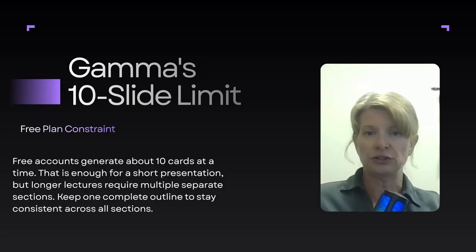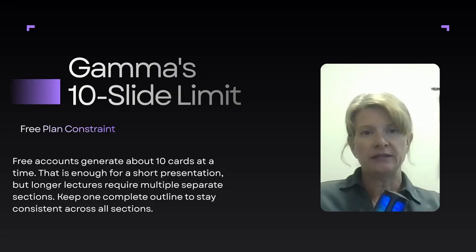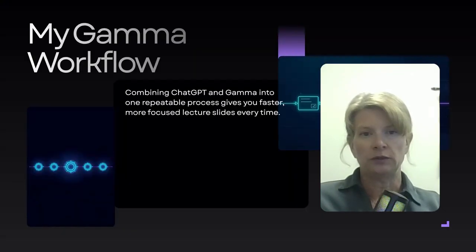For a longer lecture, I divide the presentation into sections. I create slides 1 through 10 first, then add the next group. But I keep one complete outline for the entire lecture so each section follows the same structure. My workflow looks like this. First, I use ChatGPT to help organize or improve my lecture notes. Second, I create a numbered slide outline that states exactly what belongs on every slide. And third, I give the notes and the outline to Gamma.